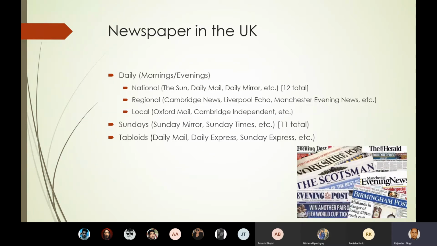Typically, when we say tabloid, they're published in the evenings. Examples of tabloids that you'll be able to find in the UK are Daily Mail, Sunday Express, Daily Express, etc. Among these three examples, two are published every day and one is published every Sunday. So these are the classifications of newspapers in the UK.